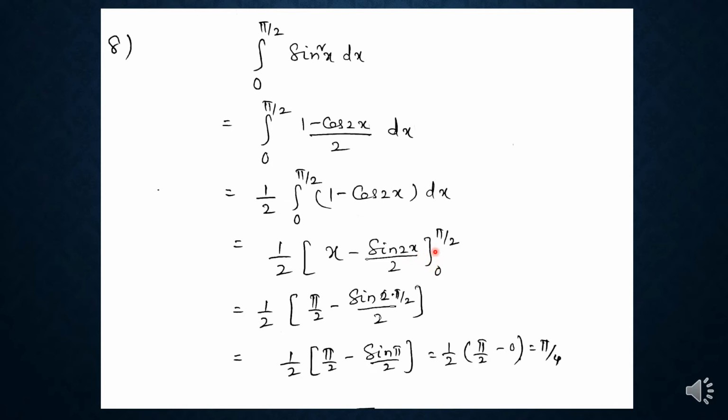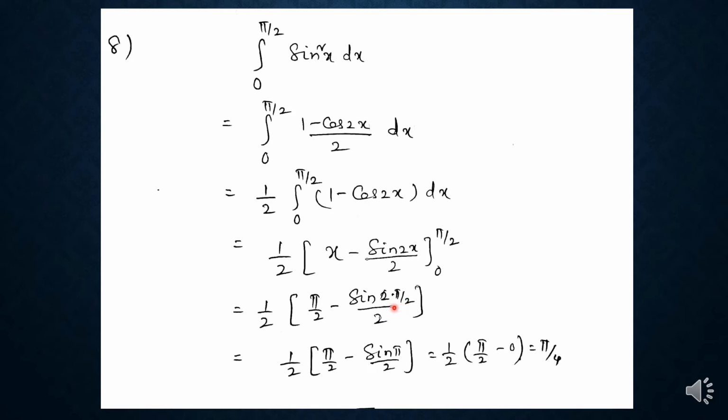Now substitute the limits here. That is half into, put x is equal to pi by 2: pi by 2 minus sine of 2 into pi by 2, divided by 2. This is the upper limit. Minus, if we put x is equal to 0, 0 minus sine 0, which is 0. So the lower limit becomes 0. Now simplifying, we get half into pi by 2 minus sine of 2 into pi by 2 by 2. The 2 gets cancelled, giving sine pi. Sine pi value is 0.